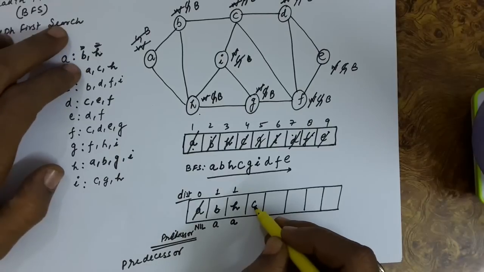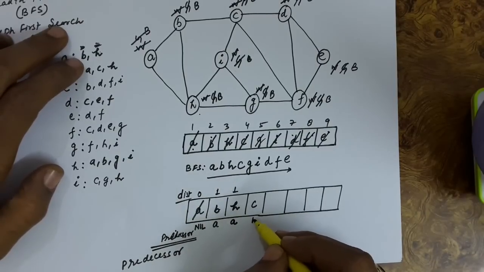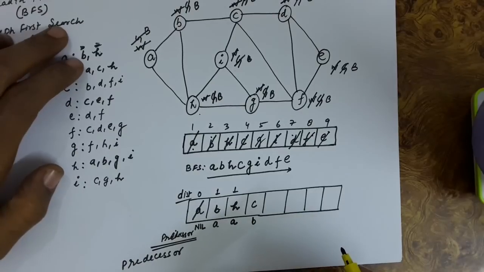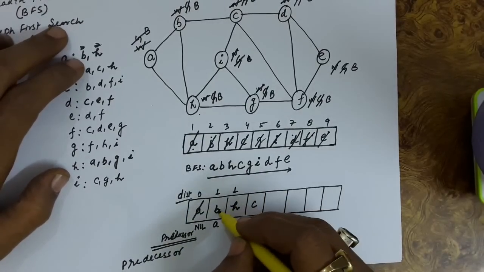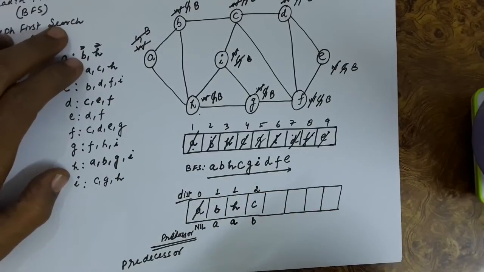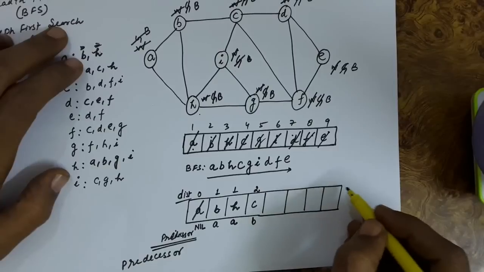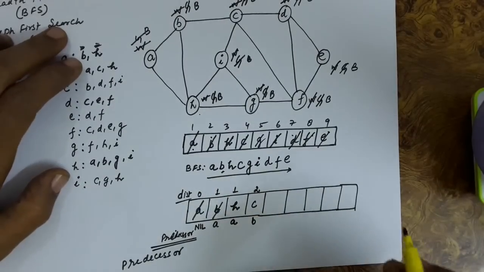Now this C vertex has got explored from B. So the predecessor of C is set as B. And distance of C is set 1 more than the distance of B. So distance of C is 2. Right? Now we'll delete B and we'll add to the BFS sequence.